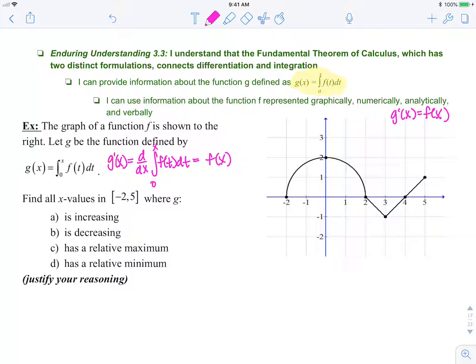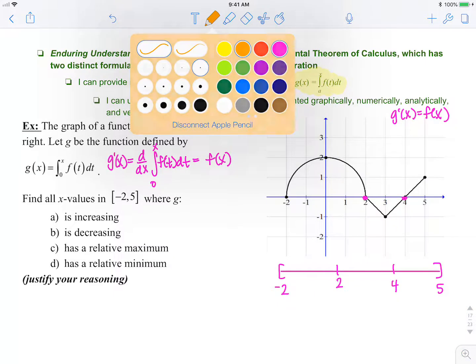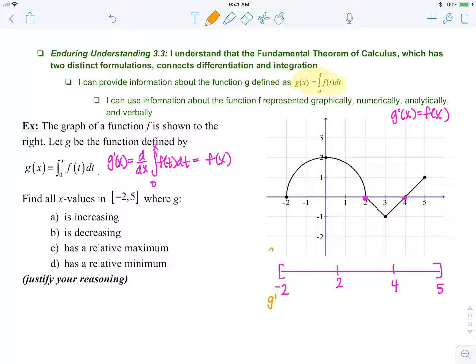So from looking at this graph, I should be able to create a sign chart about my derivative, because this is my derivative. We're looking at this derivative on a closed interval from -2 to 5, and I see that my derivative equals 0 at 2 and 4. So now if we compare my derivative to the original graph, what's going on?